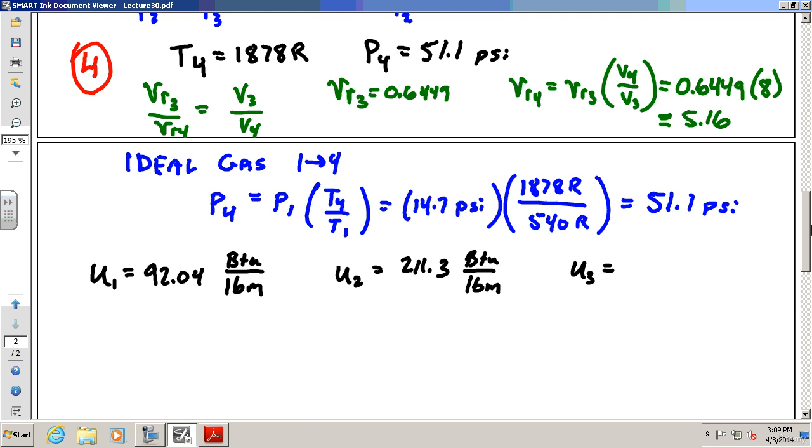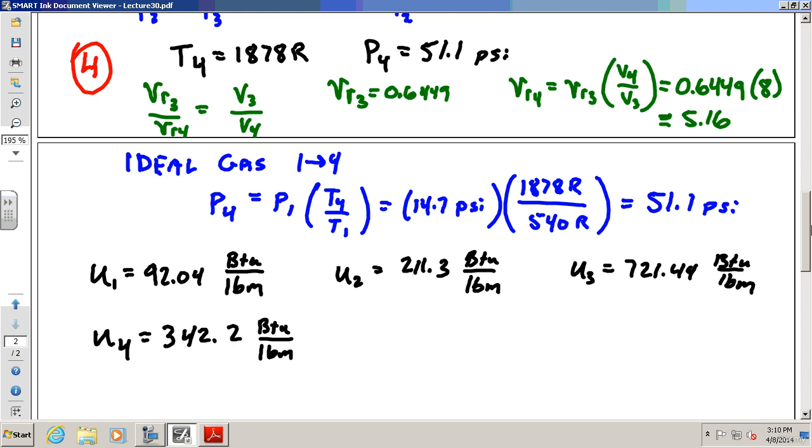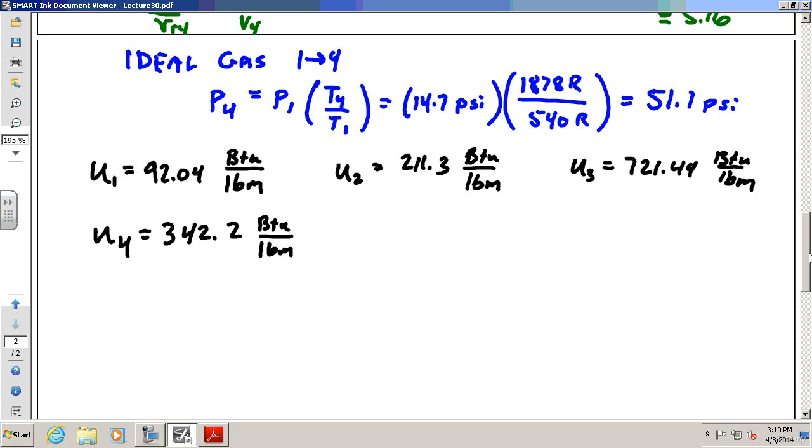U3 is at your highest temperature, so it's going to be your highest energy, and that turns out to be 721.44 BTU per pound mass. Again, this is just from the tables, nothing special. And finally, U4 is equal to 342.2 BTU per pound mass. Just use the temperatures, go to the tables, and interpolate. Why do I need all this? In order to answer the last 2 questions. So we're almost home. 5 minutes left.